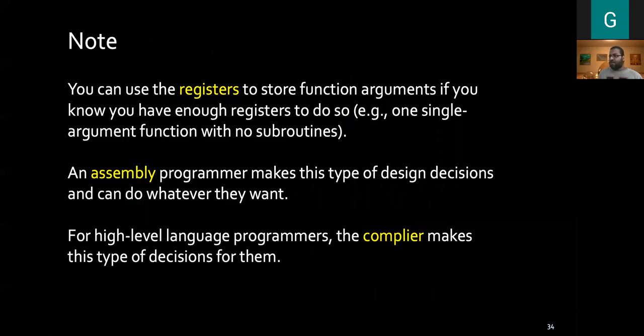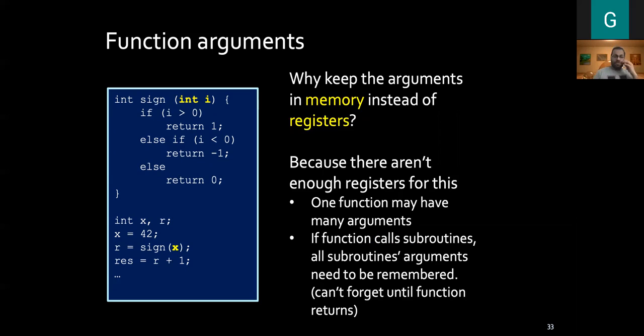Just a note again, you can use the registers if you can basically guarantee to yourself that this function is never going to call another function. I'm never going to need more than one register. So in the case of this example, you know that this is never going to call another function, and I'm never going to need more than one register for the argument. So you could potentially just skip the stack completely and use a register for this.